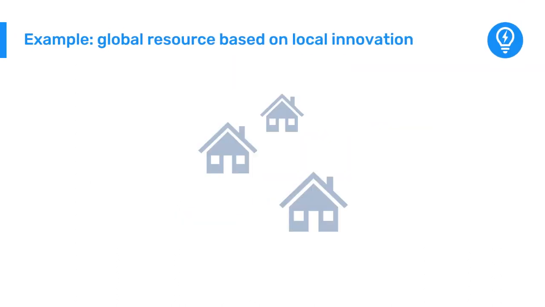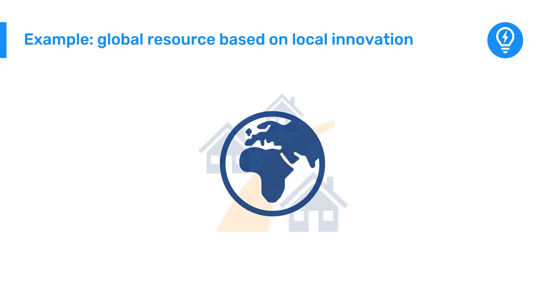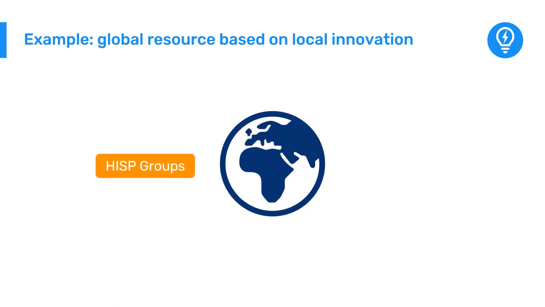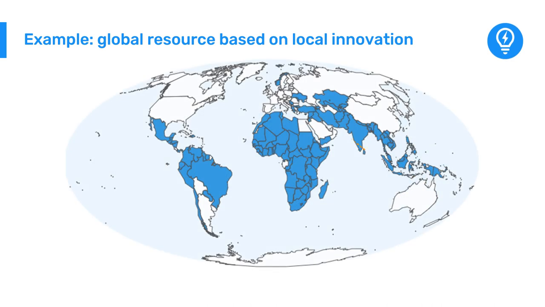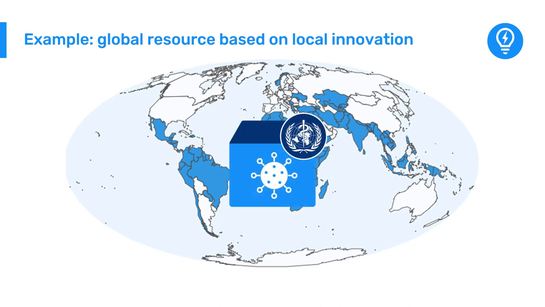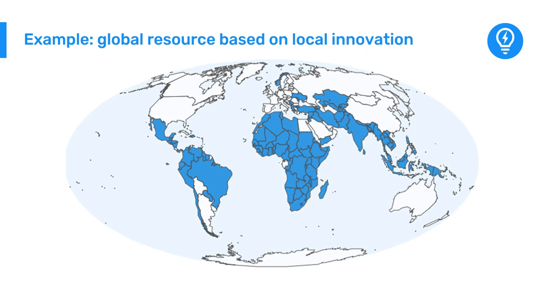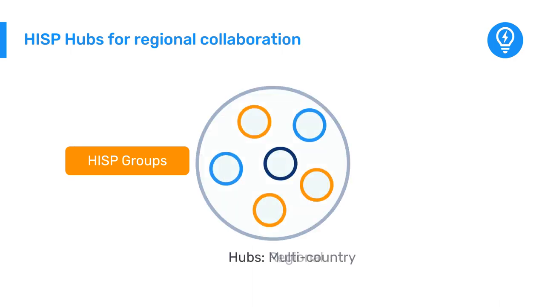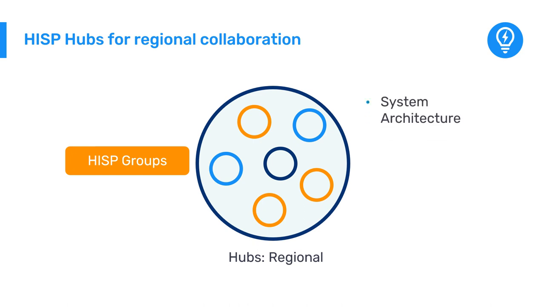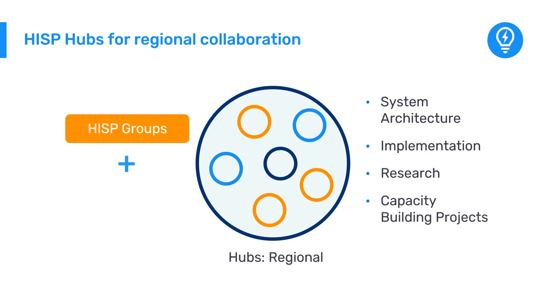One example of a local innovation becoming a global resource was the HISP network's response to the COVID-19 pandemic. A DHIS2 program for port of entry screening and contact tracing, developed by HISP Sri Lanka, became the basis for a metadata package quickly deployed in almost 40 countries for the COVID-19 response. HISP groups also work together in regional hubs on national, multi-country, and regional DHIS2 system architecture, implementation, research, and capacity building projects in collaboration with HISP UIO.